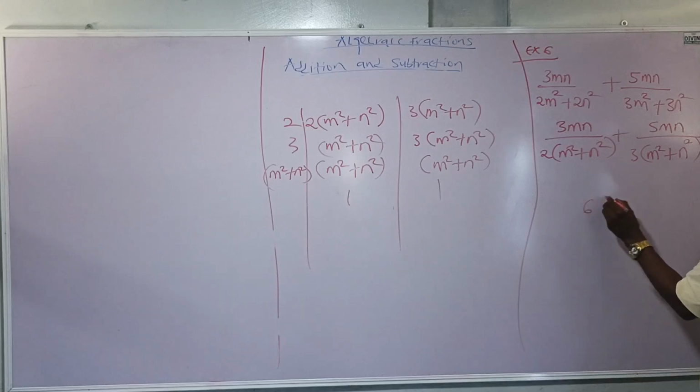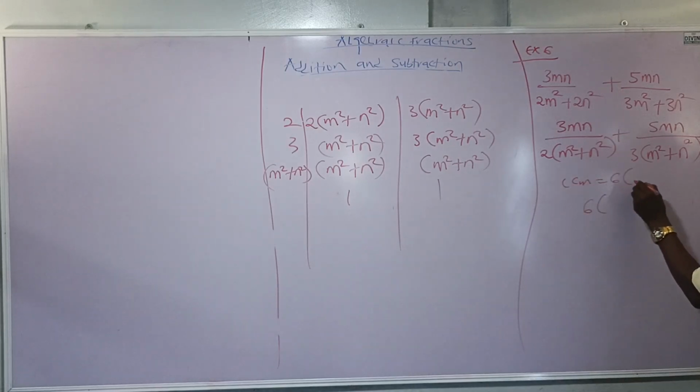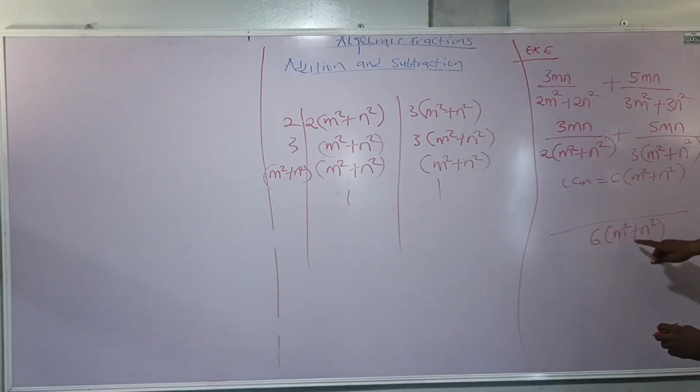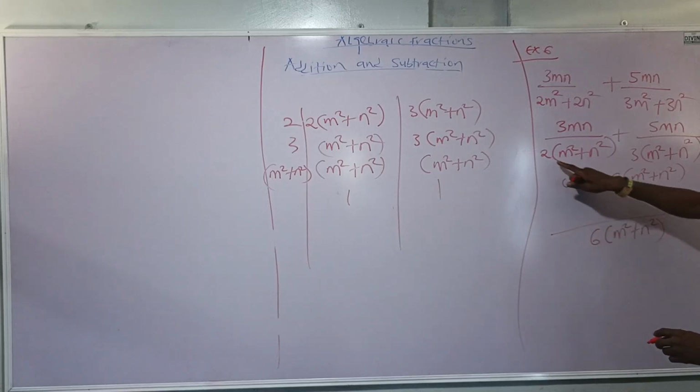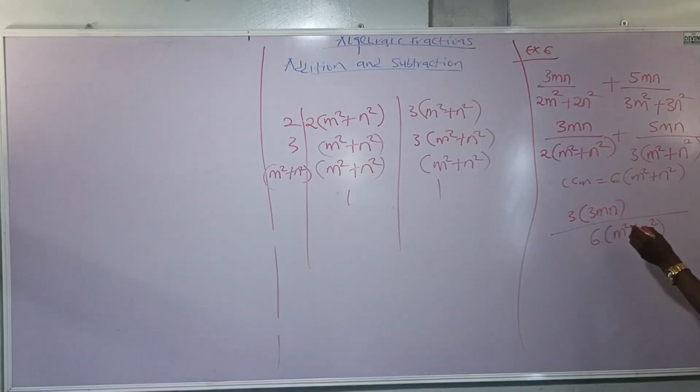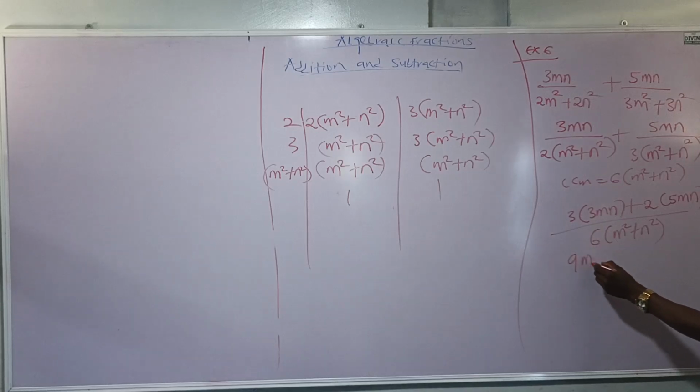So at the denominator, I have 6 brackets m squared plus n squared. Now, this we cancel this, and I have 6 divided by 2 will give me 3. So I have 3 bracket 3mn plus, if this divides this, I'll have 6 and 3 left, and 6 divided by 3, I'll have 2, and I'll put this in brackets 5mn.